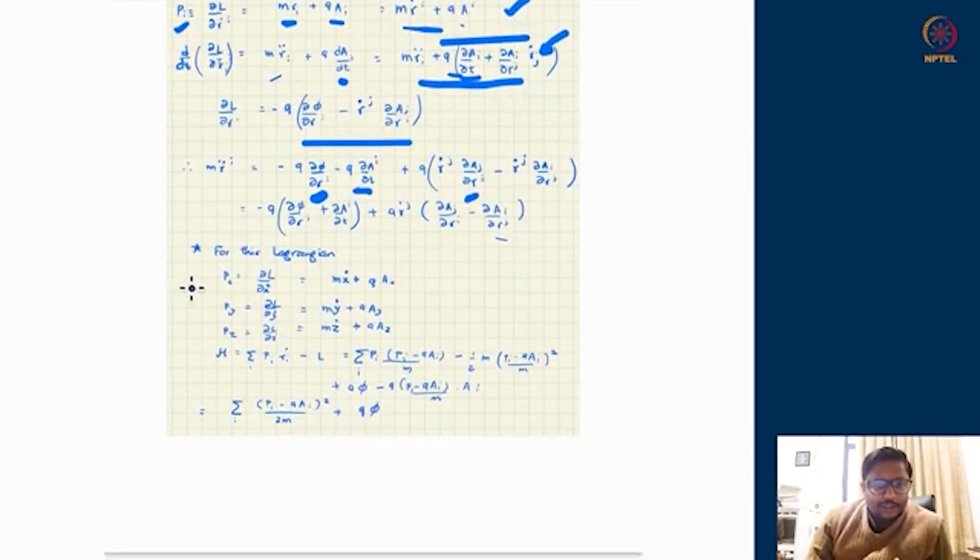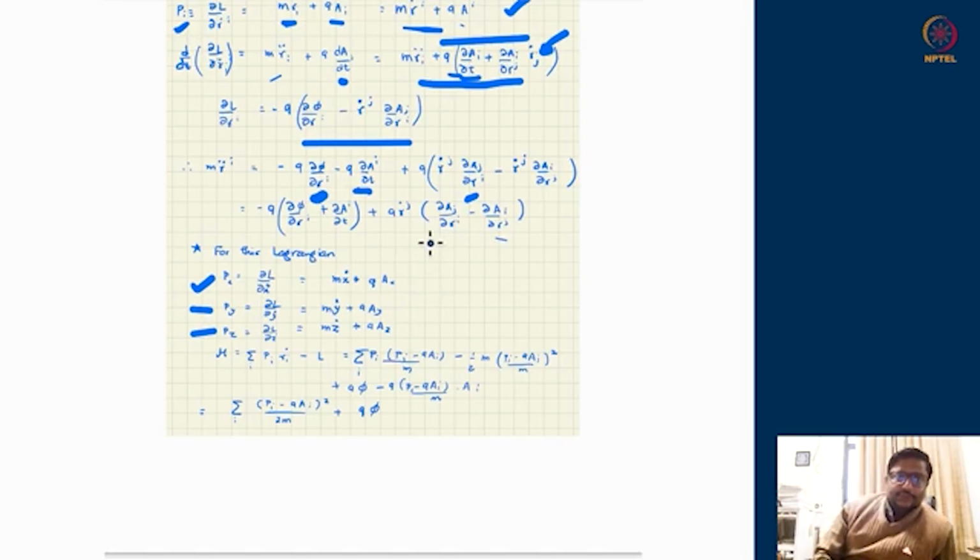I have all the three momenta px, py, pz, which are del L upon del x dot, del L upon del y dot, del L upon del z dot, which is just an elaborate form of del L upon del Ri dot, which I had written previously. We know it will be of the structure M Ri dot plus Q Ai, that means M x dot plus Q Ax, M y dot plus Q Ay, and M z dot plus Q Az. This would be the three momenta.